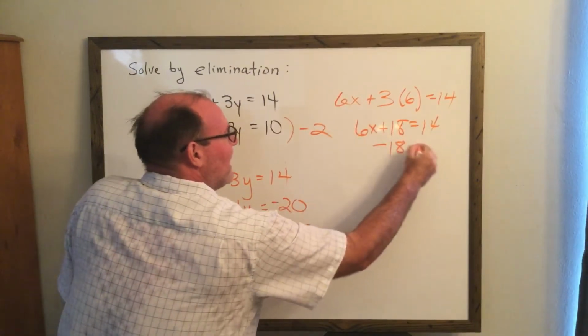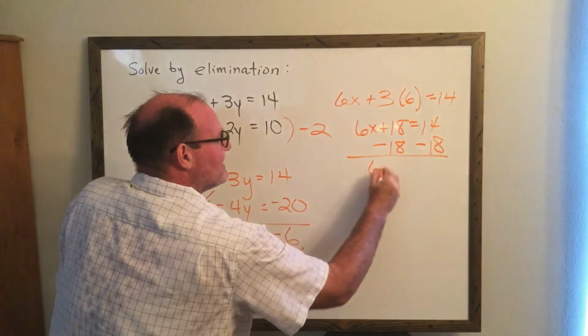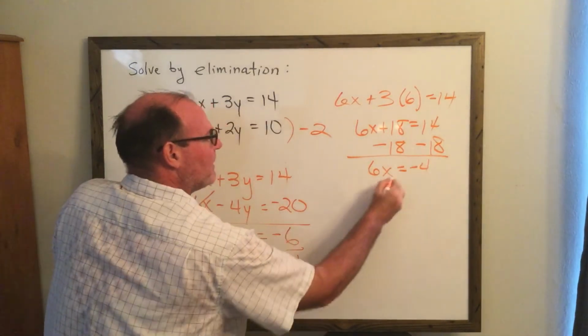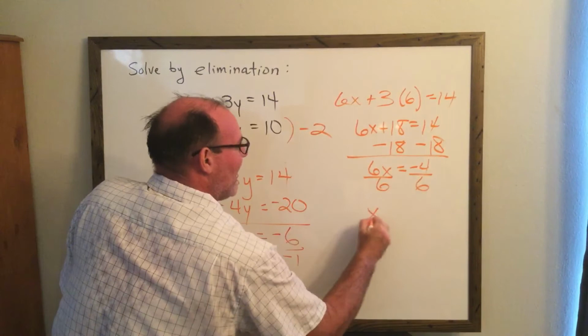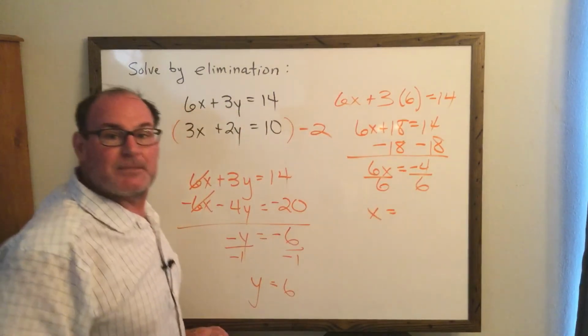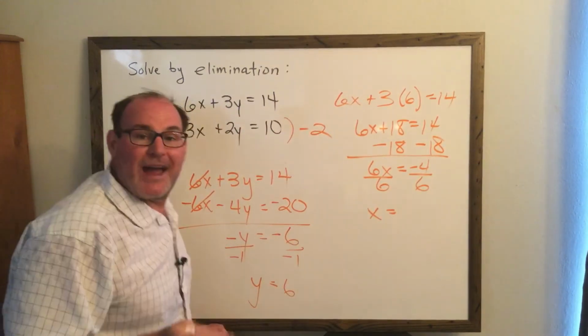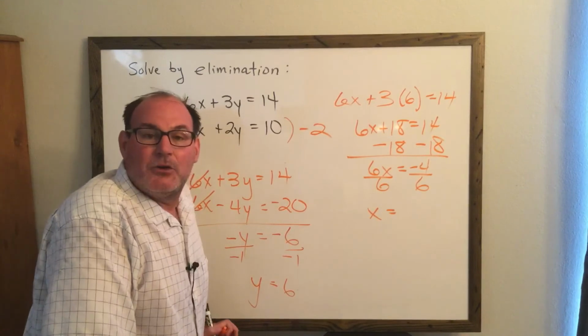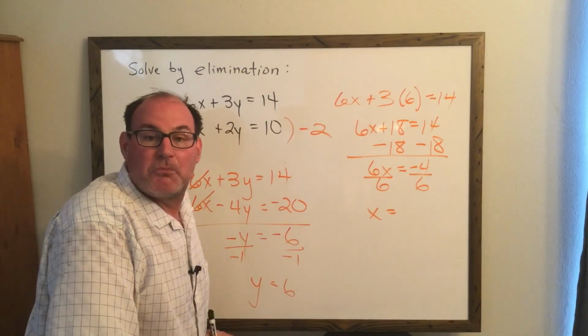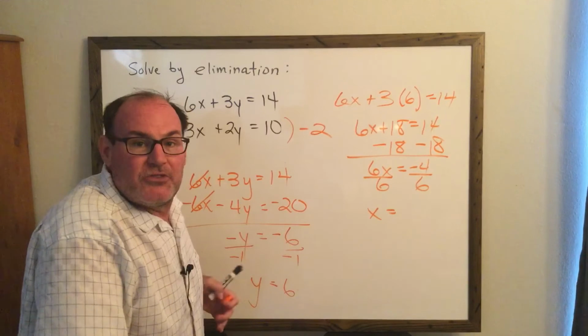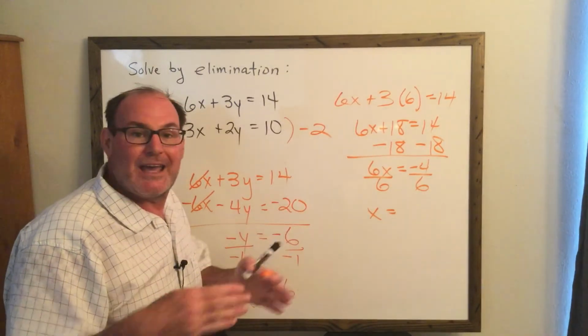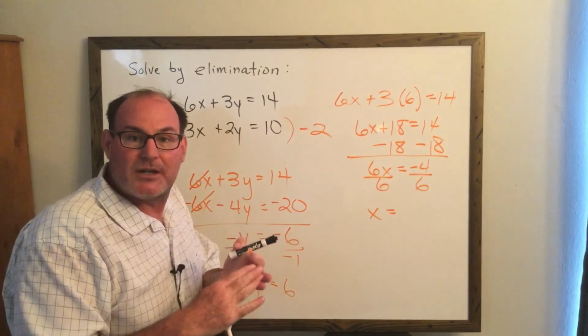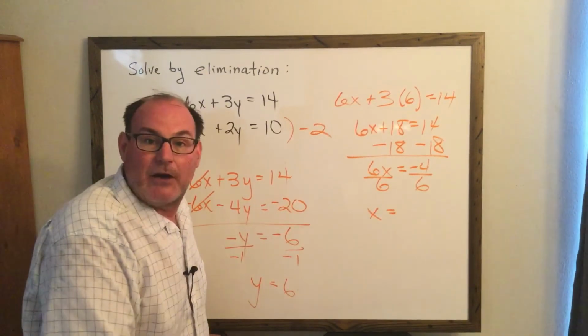When I subtract the 18 from both sides, I get 6x equals -4. Divide by 6, I get x is equal to... Now, two things about this. First, I've got a fraction as an answer. That is the value in having algebraic ways to solve problems, because when we graphed, if the graphs did not intersect on one of the coordinate markers, we have no idea what the value is.